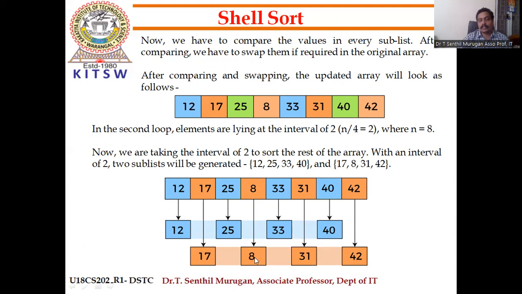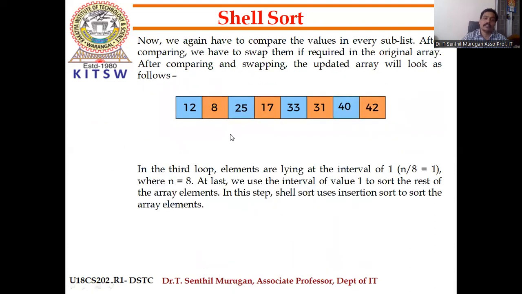8 will come here, 17 will go there. 17 and 31, after comparison, no swapping. 31 and 42, no swapping. So only 8 and 17 are replaced.